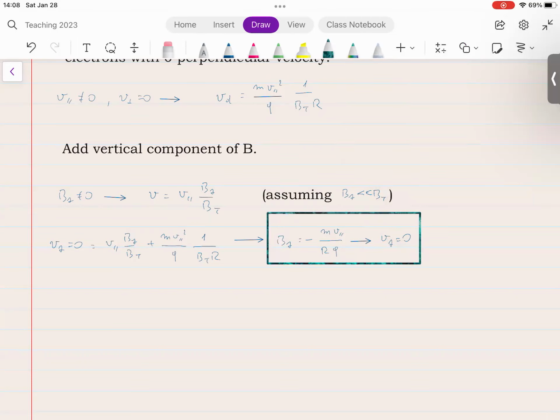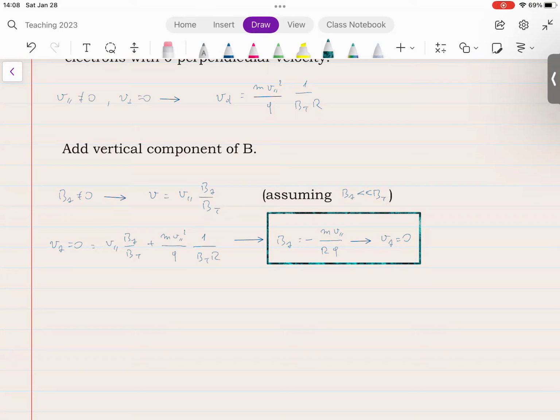Okay, so that's how we can solve this problem. Is that solution really the solution of our problem? I'll let you think about it for a second, pause the video, think about it for a second. If you don't see it, I'm going to tell you.